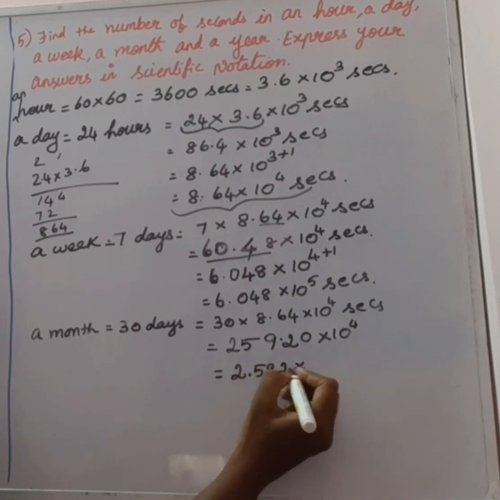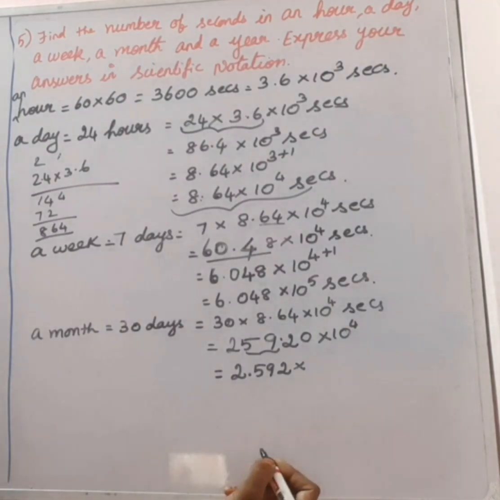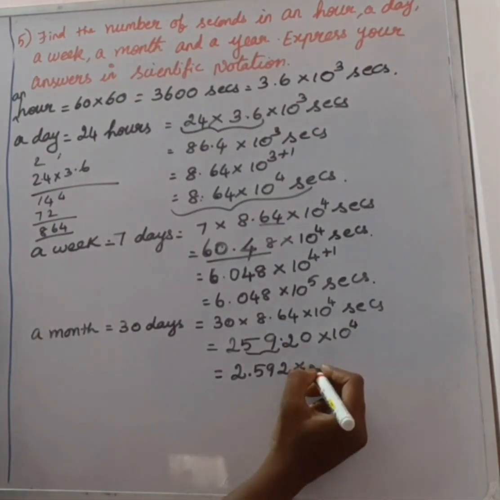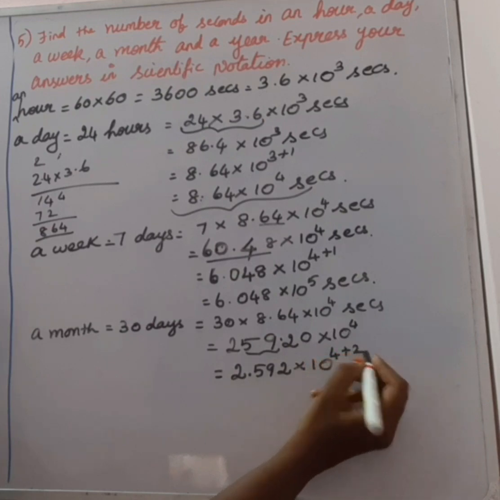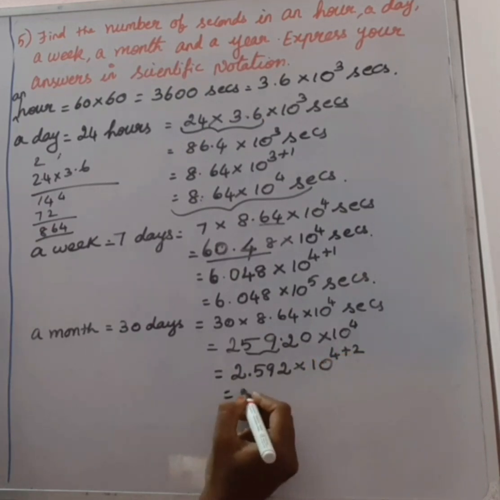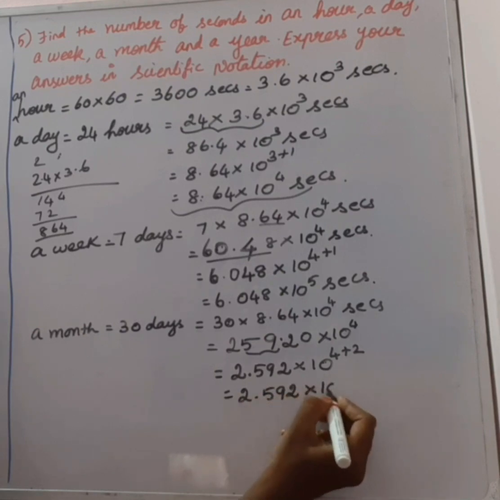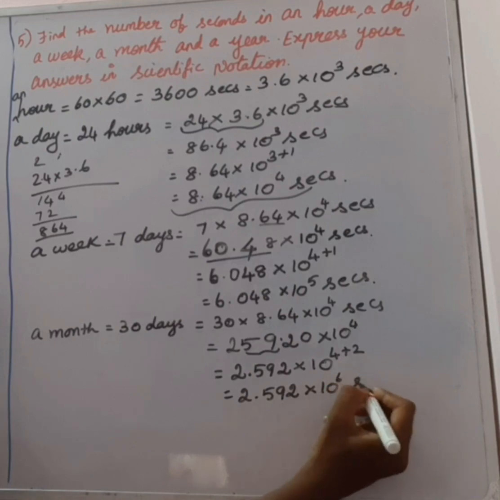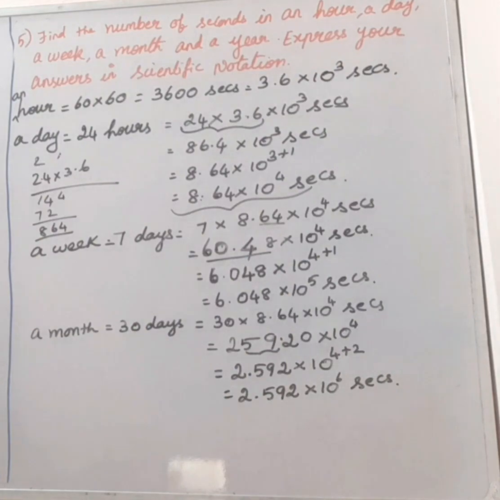2.592. How many digits are taken from an integral? 2 digits. So into 10 power 4 plus 2. So we get 2.592 into 10 power 6 seconds. Okay.